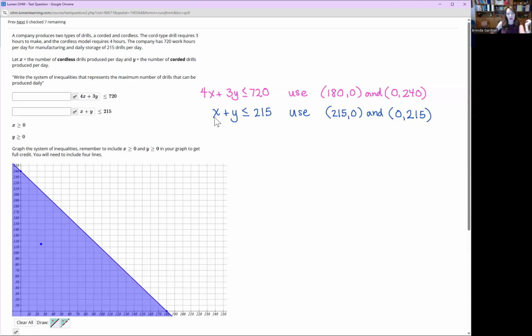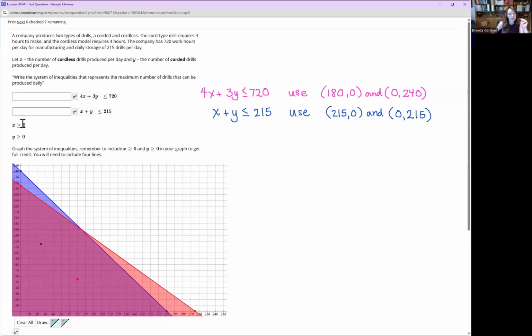Next, let's graph the second inequality: x plus y is less than or equal to 215. Again, hit that tool with the equal to so that I have a solid line. I'm going to start my first point at 215, 0, and then 0, 215, anchor that line down, and then determine which way to shade. We're going to end up shading below the line, and so I'm going to pick any point below the line to anchor the shading.